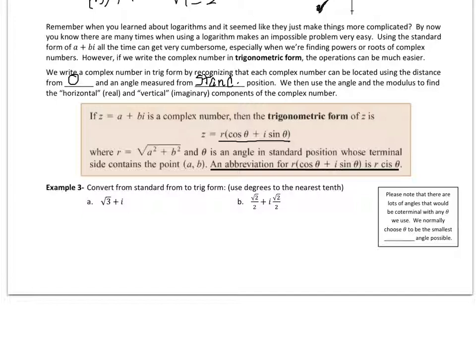All right, so let's convert these from standard form to trig form. What we need is r and theta. In this case, we've already done r for this point, correct? What is r? R is 2, right? Now, how do we find theta? What do you think? Give me some ideas. That's not very many ideas.